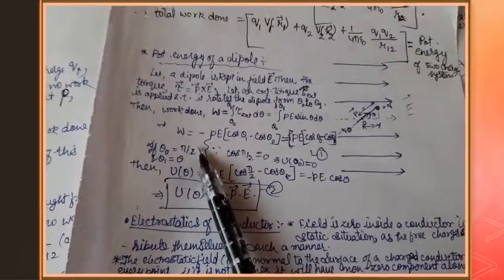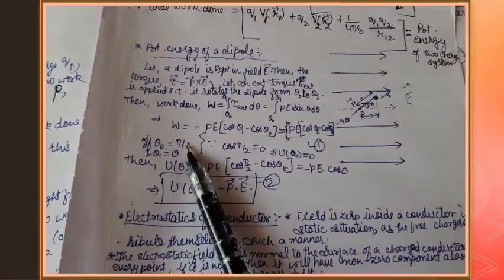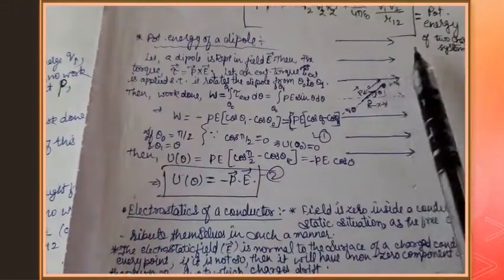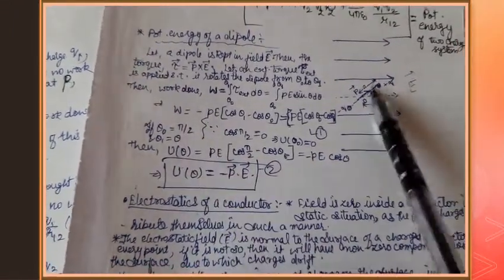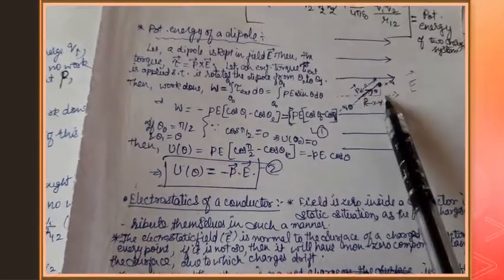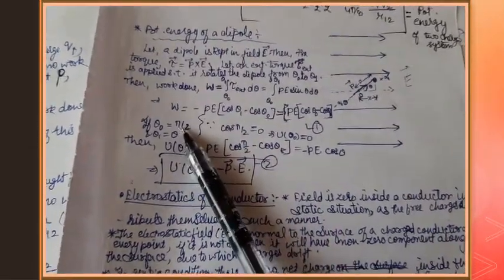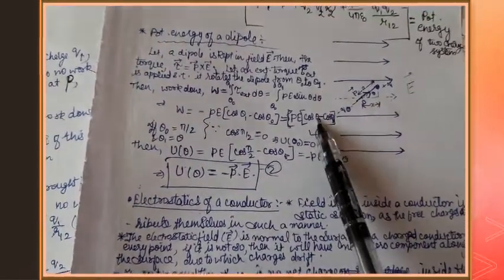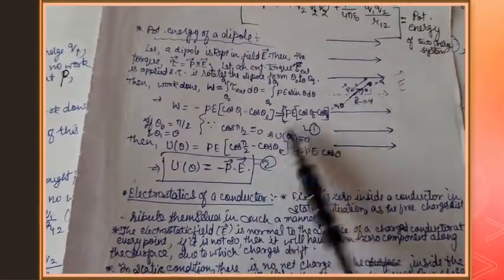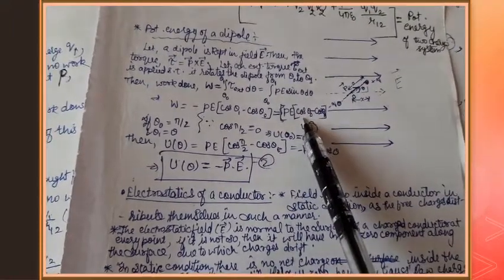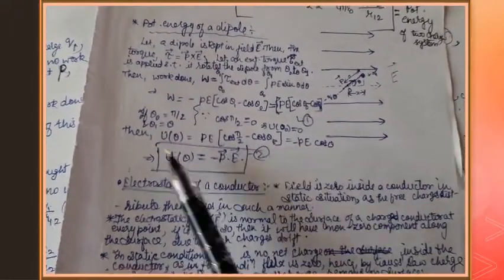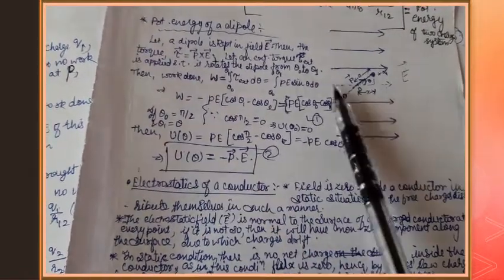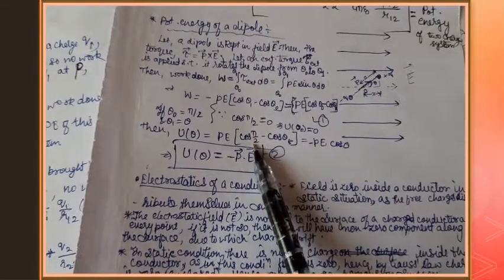Now if we take a specific condition where theta naught is pi by 2, that means the initial angle made with the direction of the electric field. Theta is nothing but the angle made by the axis of the dipole with the direction of the electric field. So if its initial value theta naught is pi by 2, that is 90 degrees, then cos pi by 2 is 0. So the first term will be 0, cos pi by 2, minus, we have taken the second value of theta, that is theta 1 is equal to theta. So we put both the values.